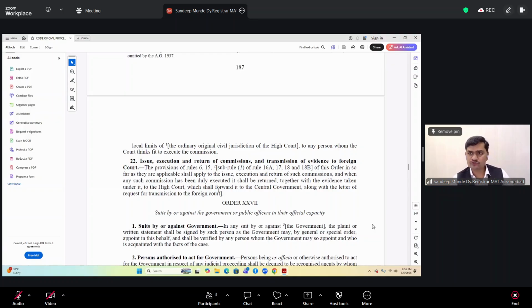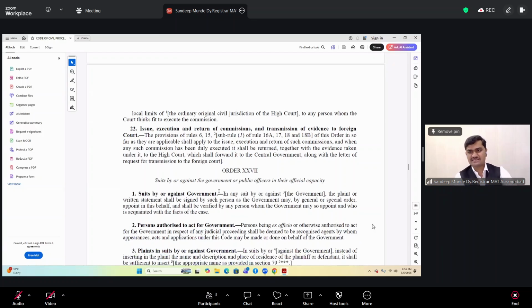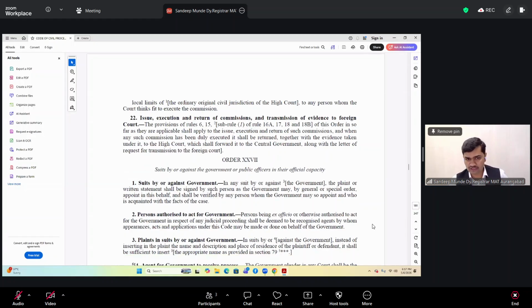Now we turn to Order 27 along with sections 79 to 87B, suits by or against the government or public officers in their official capacity. You have to keep in mind how many days' notice is required to be given. It should be 60 days, or 2 months' notice, to the concerned government, mentioning all the details with regard to the cause of action, name and other things.